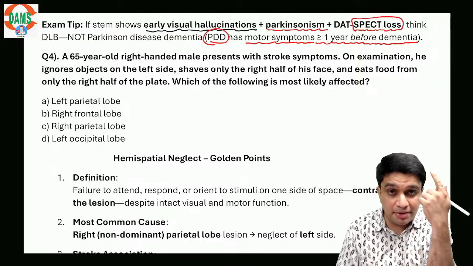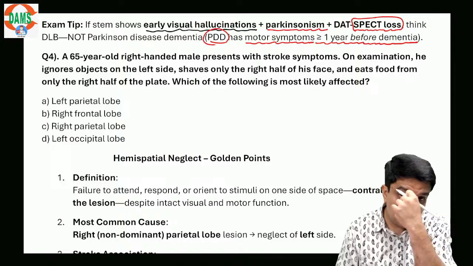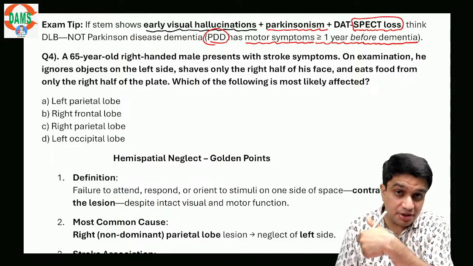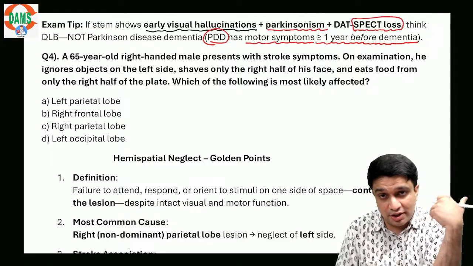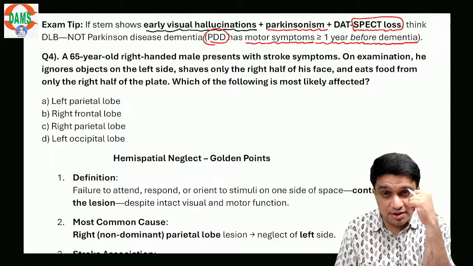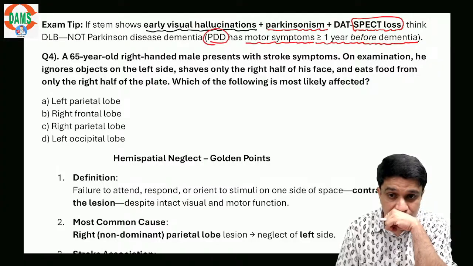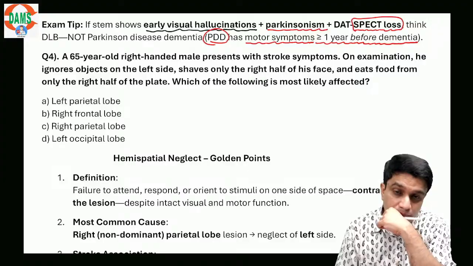A 65-year-old right-handed male presents with stroke symptoms. On examination, he ignores objects on the left side, shaves only the right side of the face, and eats food only on the right side of the plate. The lesion is located where? Tell me.